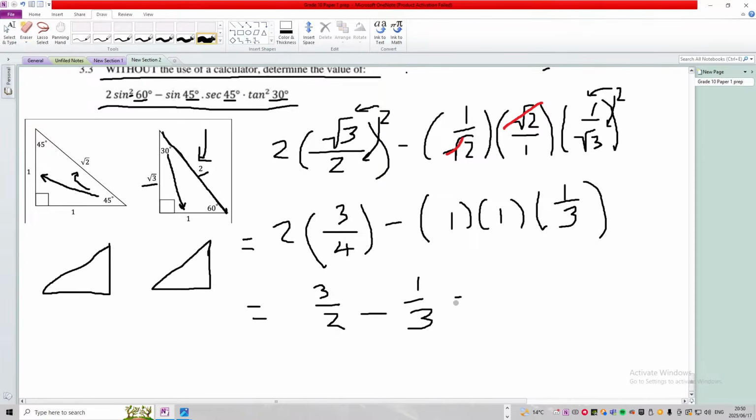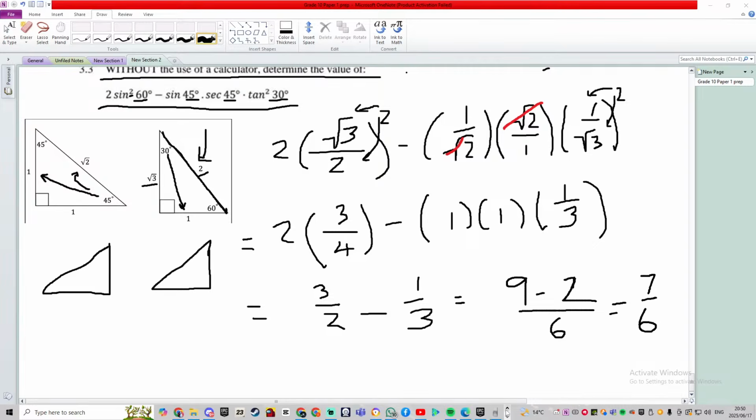Okay, then LCD 6. 2 goes into 6 3 times. I have a video on how to add and subtract fractions. 2 goes into 6 3 times. 3 times 3 is 9. Minus 3 goes into 6 2 times. 2 times 1 is, I almost said 1, 2. 9 minus 2 is 7 over 6.